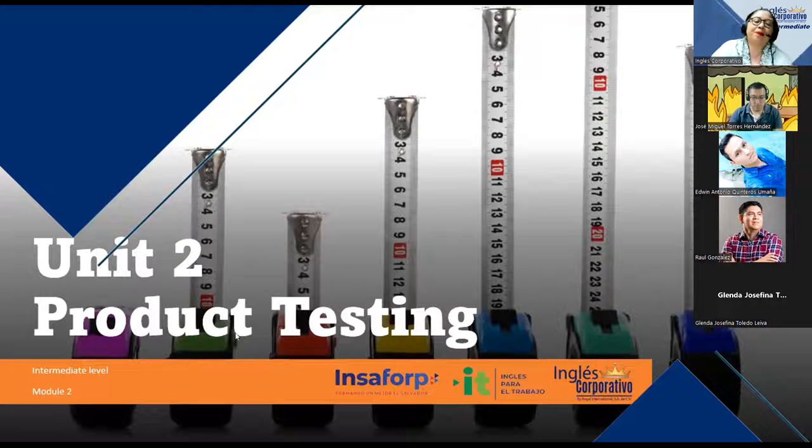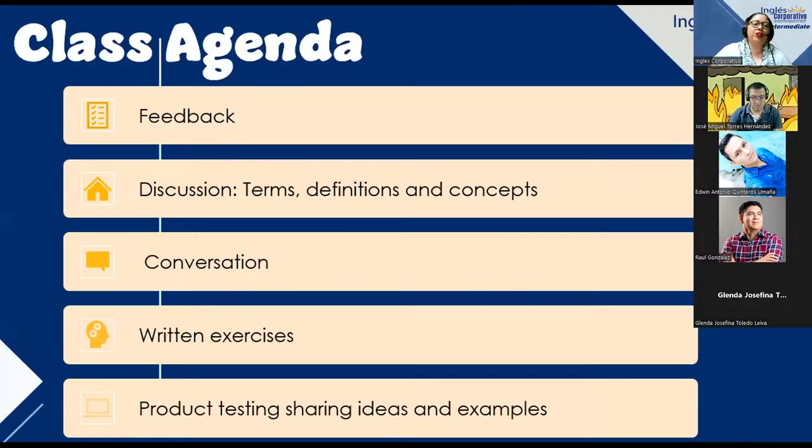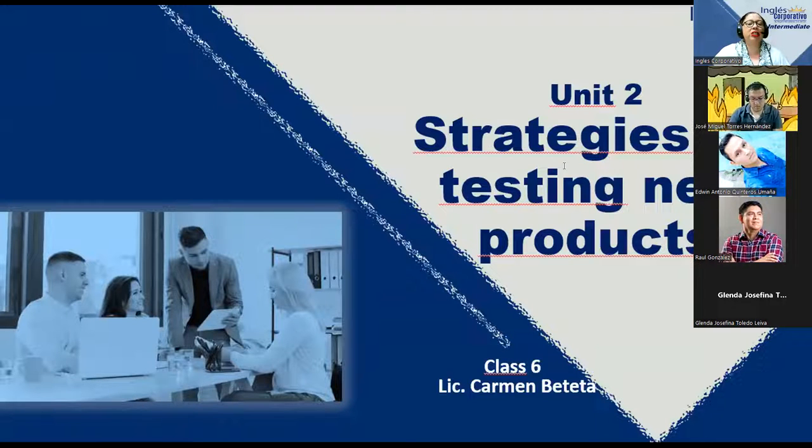Okay, then let's say we want to test the product. This is our unit number 2. And the agenda for today is that we made our feedback, just talking about the adverbs of time, then the discussion. We had the discussion, but now we are going to think about the terms, definitions, and concepts about the product testing processes. And we are going to role play a conversation about these strategies. And then we have some written exercises in the manual, and we want to share ideas about product testing and examples after defining everything, okay? So the first topic for unit 2 is a strategy for testing new products.